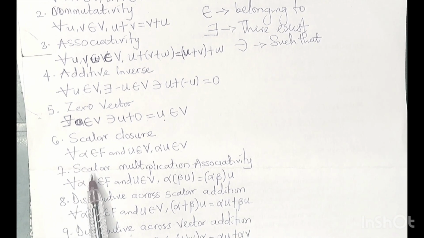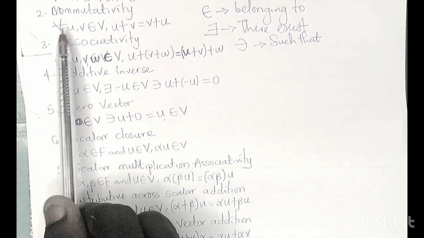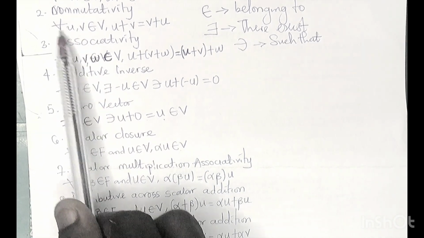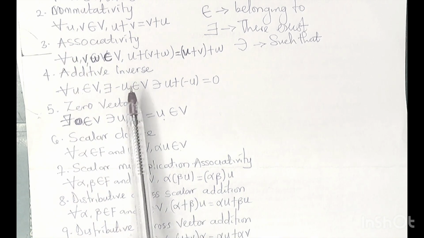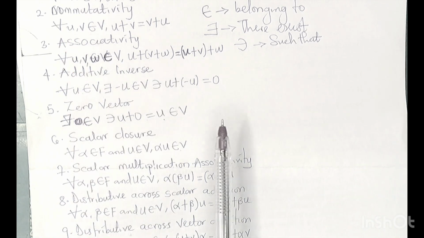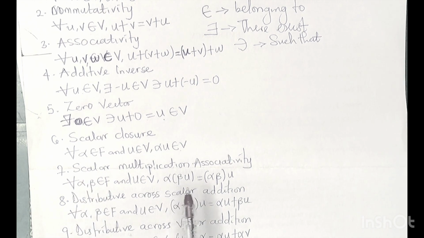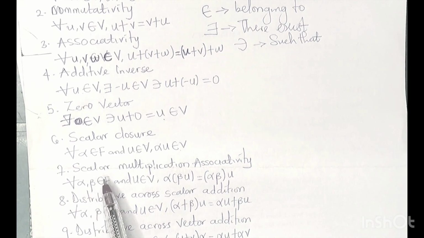The seventh one says scalar multiplication associativity. Don't forget, I told you that associativity deals with 3, commutativity deals with 2. Like you can see here, commutativity is dealing with u and v, and associativity is dealing with u, v, w. So here we talk about scalar multiplication associativity because we are talking about scalar multiplication, and multiplication occurs between two things. That means you automatically know that I'm going to be having two scalars here. So it says for every alpha and beta in field F.